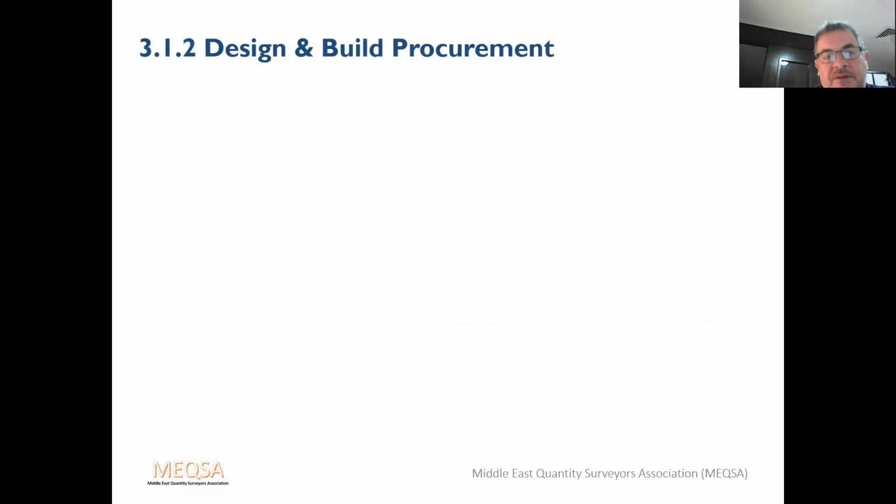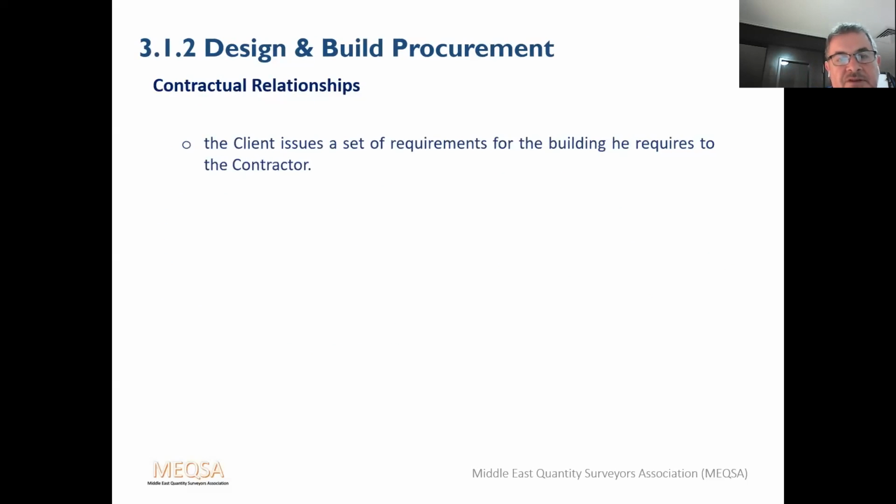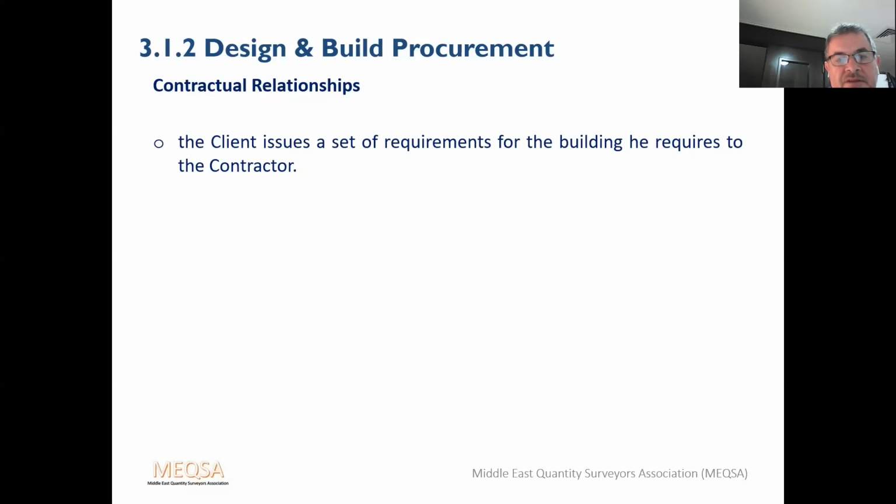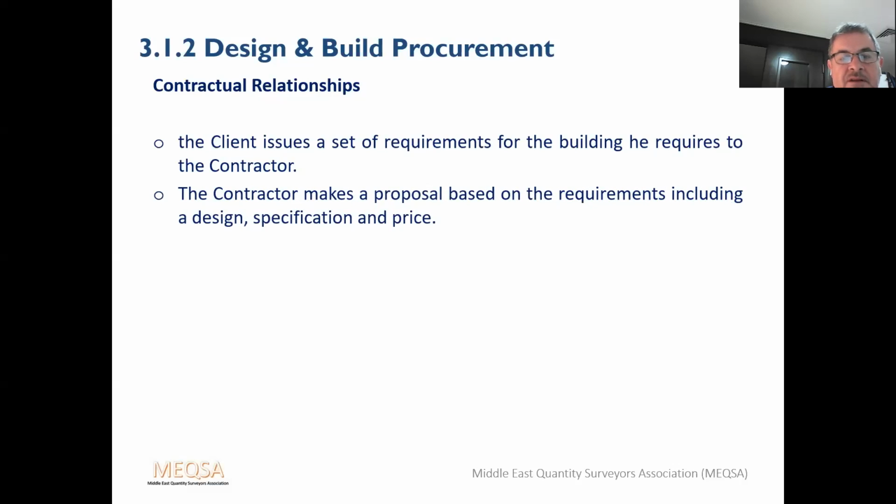We'll then go on to design and build procurement, which is becoming more and more common in this part of the world. The contractual relationship. The client issues a set of requirements for the building that he requires to the contractor in the form of employer's requirements. They should be as detailed as they can be with some sort of performance specification. The contractor then makes a proposal based on the requirements, including design, specification and price. The contract is awarded based on these criteria.